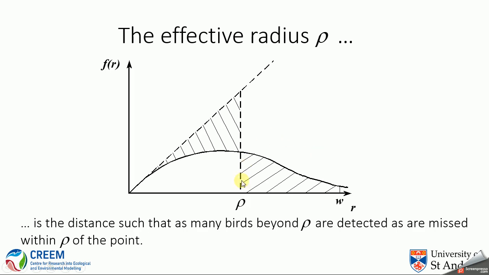Now, the effective radius, rho, is the distance from the point such that you see as many animals beyond rho as you miss within rho. And so this curve is the probability density function. It has an area of 1, as all probability density functions do. You can see that the two shaded areas have the same size because they correspond to the same number of animals. And so this triangle will have area 1 also.